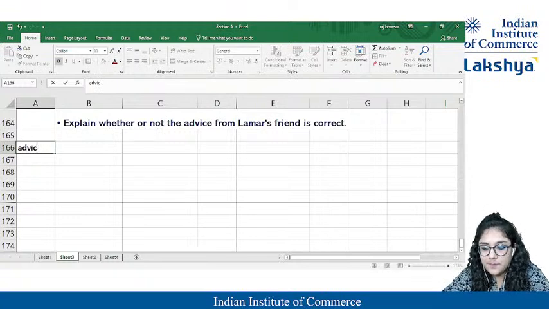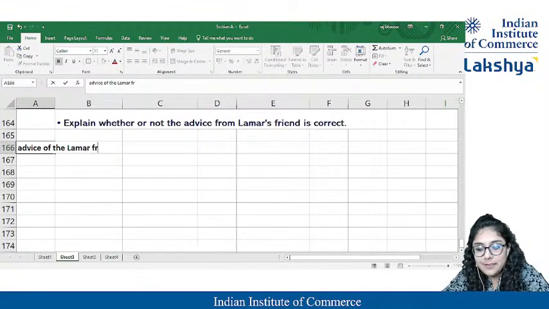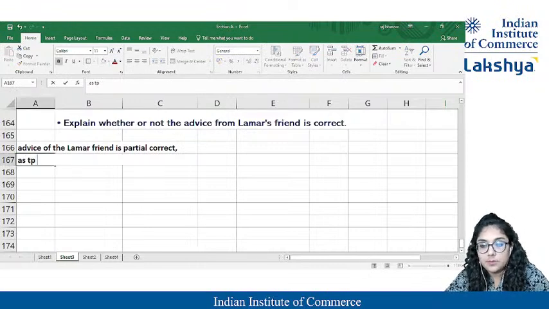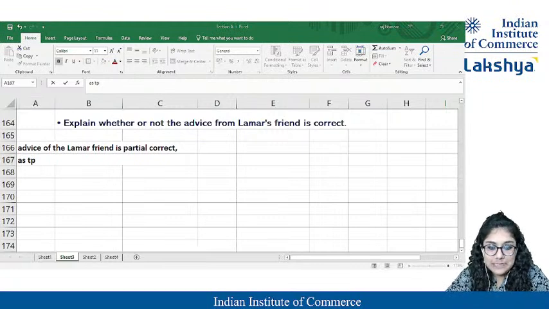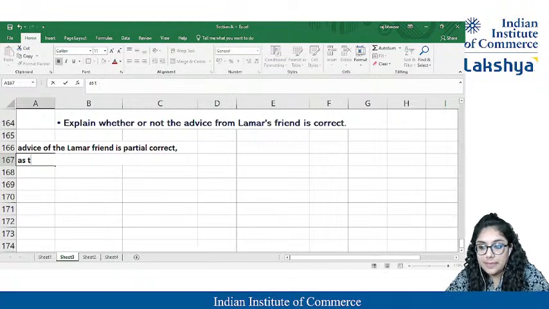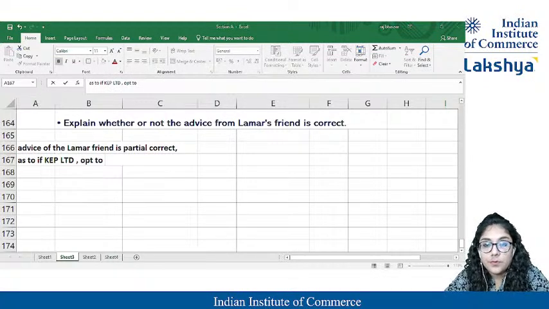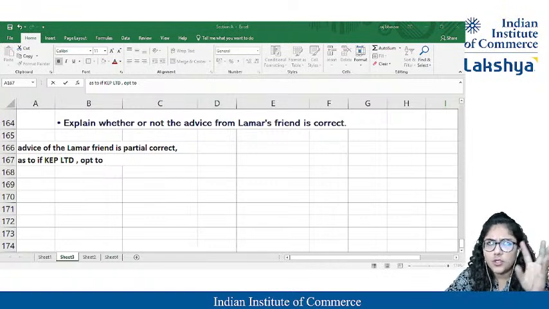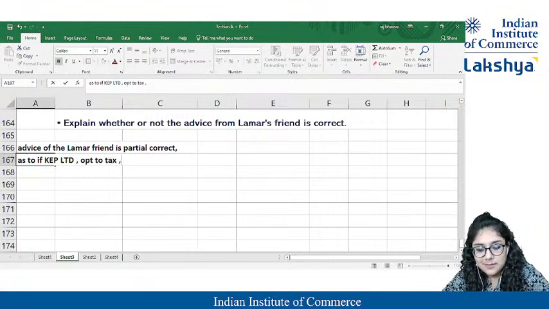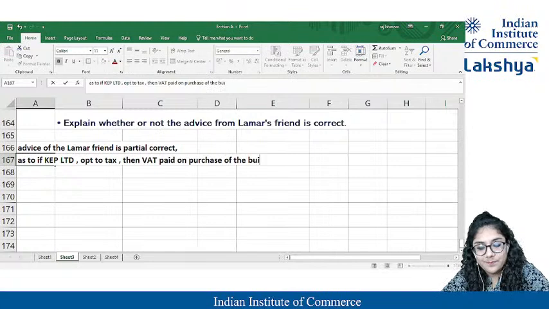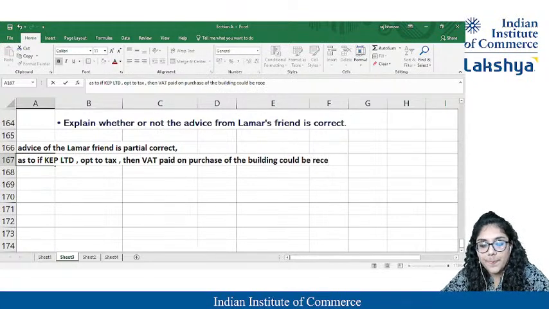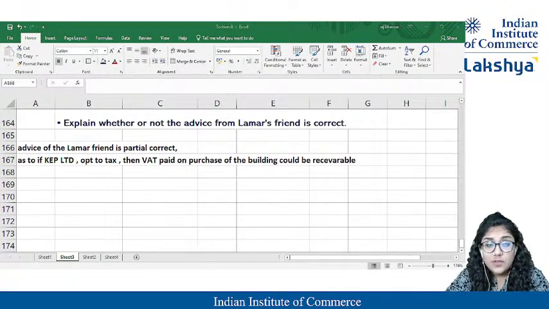So the advice of the friend is partially correct, as he can get the benefit. If REP Limited opts to tax, then VAT paid on the purchase of the building could be recoverable. Yeah, that's cool. So half of the thing is correct.